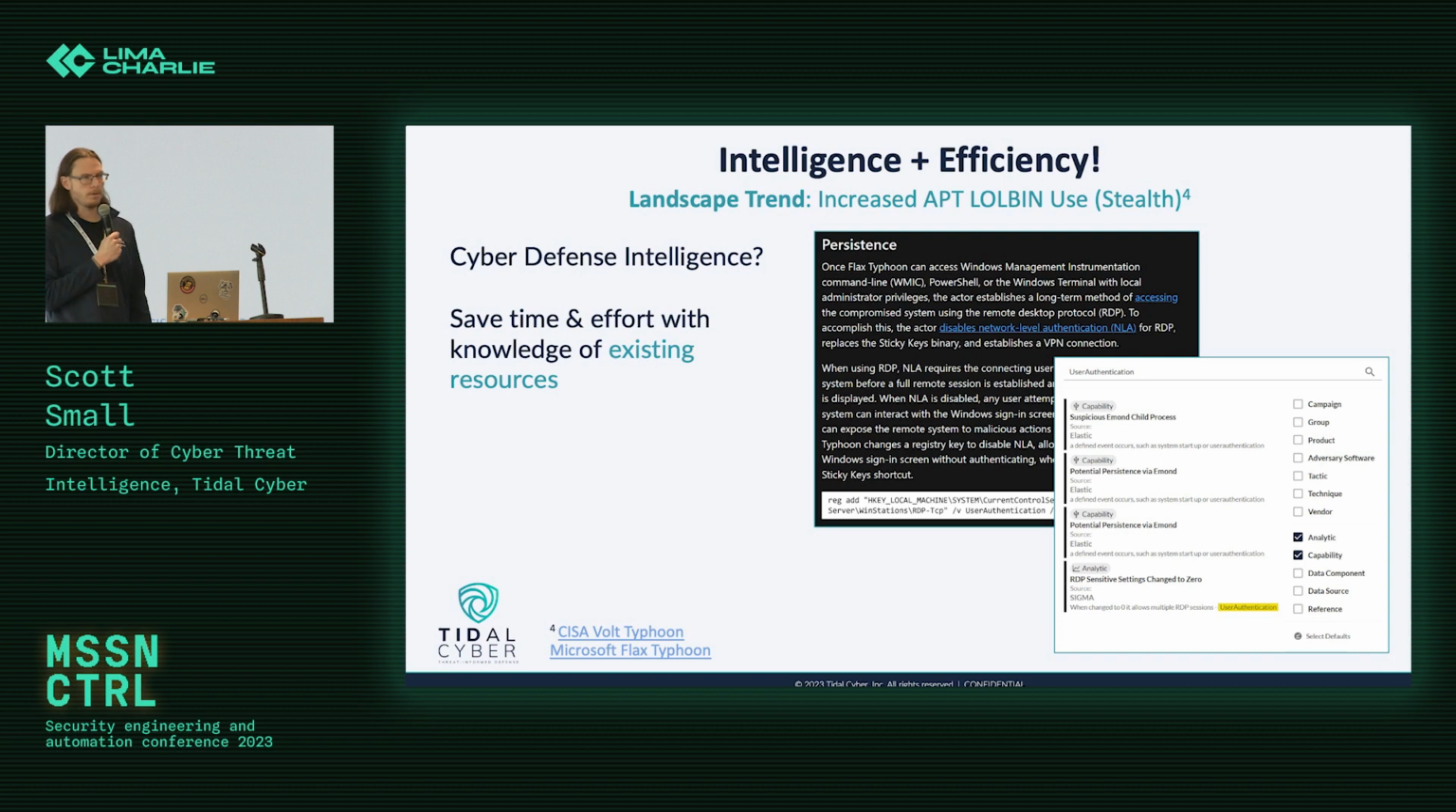The real world threat landscape trend that we're looking at here is increased advanced persistent threat, including nation state sponsored actors, use of LOLBins or LOLBAS, living off the land techniques and binaries. So things that are already on the system, actors taking advantage of those to try to stealthily carry out their operations, with the thinking being that this activity will blend into normal user activity.